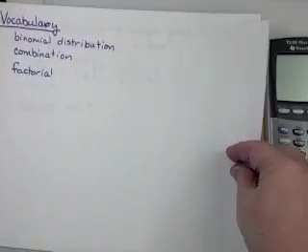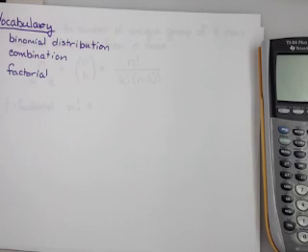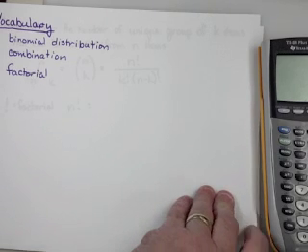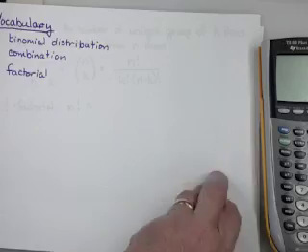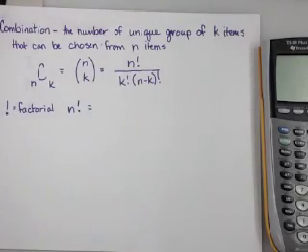Okay, so we have a little bit of vocabulary. These are 3 words, not much this time. Binomial distribution, combination, and factorial. Combination and factorial are both mathematics terms that you may have already seen before, but I want to review them really quickly before we talk about the binomial distribution.